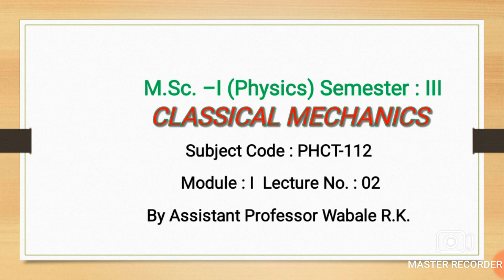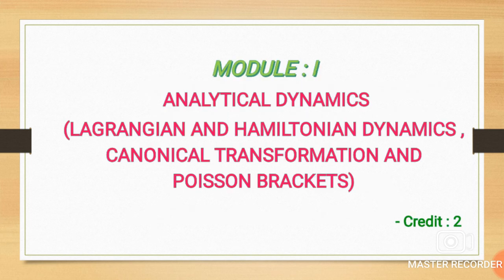Now in this video we will start with our syllabus, that is the first chapter of our course classical mechanics, and our subject code is PHCT 112. The first module is analytical dynamics, and this module includes Lagrangian and Hamiltonian dynamics, canonical transformation and Poisson brackets. And we have a total of 4 credits for the whole course, and we have 3 modules in our syllabus.